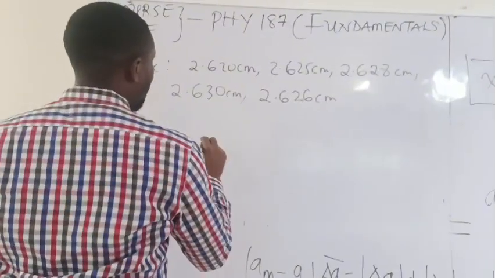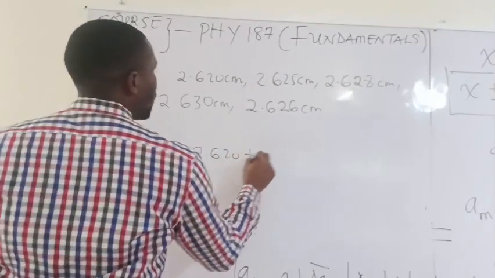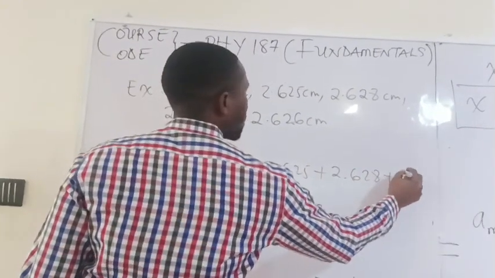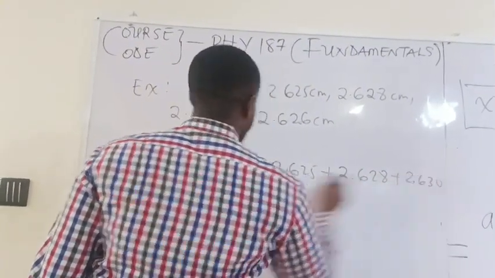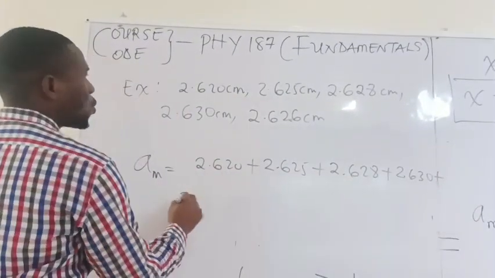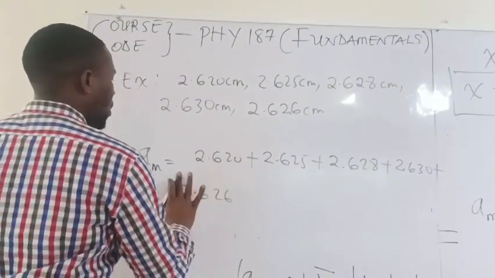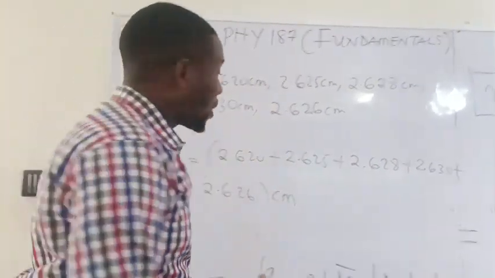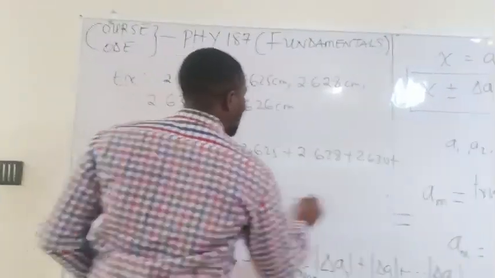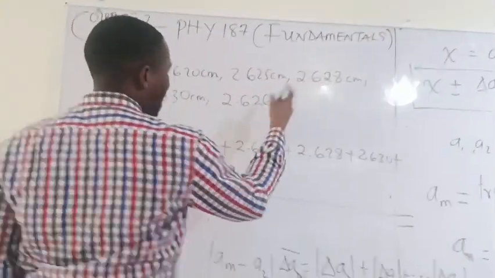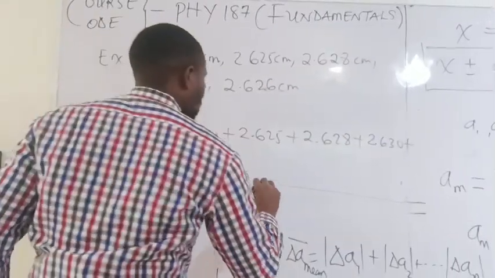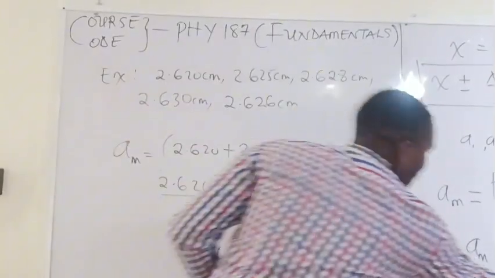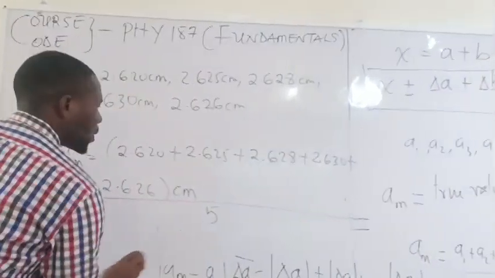The mean value is the sum of everything. That's 2.620 plus 2.625 plus 2.628 plus 2.630 plus 2.626, all given in centimeter. That's the diameter of a ball that was measured with a micrometer screw gauge. And of course, I have to divide everything by 5, because the measurement was repeated 5 times. So we proceed from here.